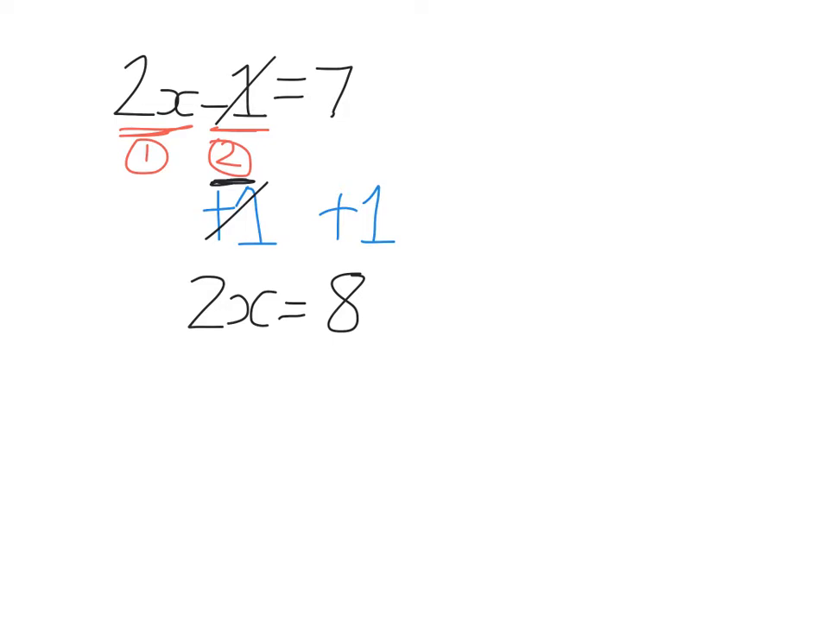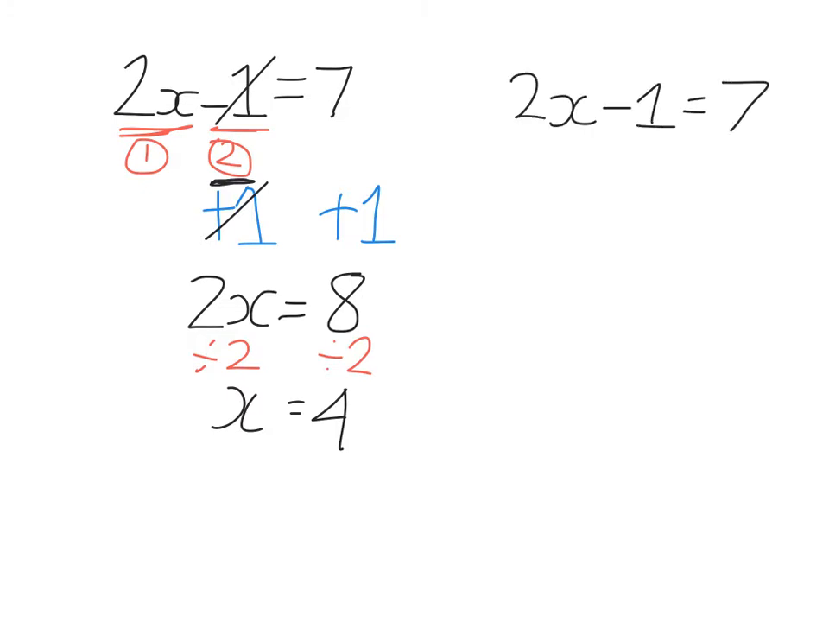But I still haven't finished because I haven't got x equals something. So now I'm going to undo timesing by 2 by dividing by 2. And what I do to one side of the equation, I must do to the other. So the answer I get is x equals 4. And that's because if I take the equation 2x minus 1 equals 7, and I substitute x, change it to 4, I get 2 times 4 minus 1 equals 7, true statement. That's how I can check my answer.